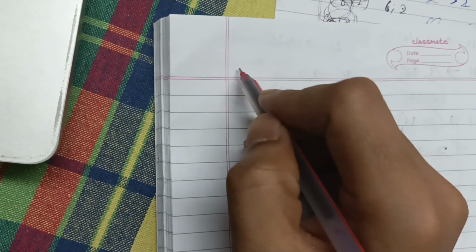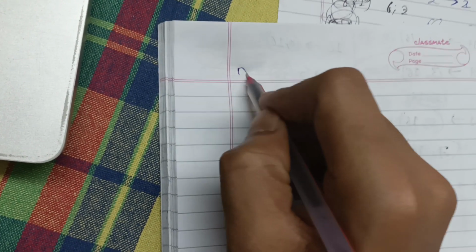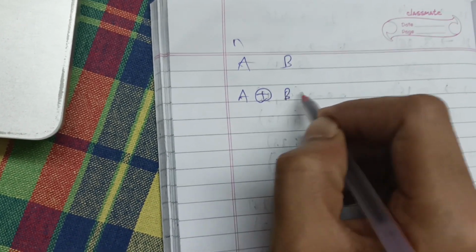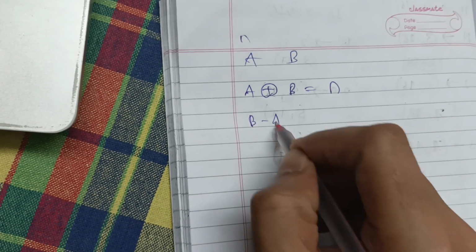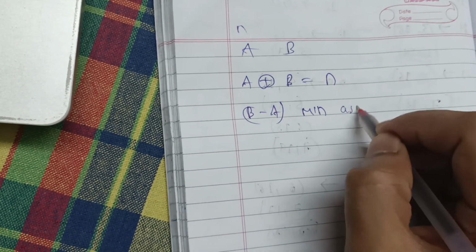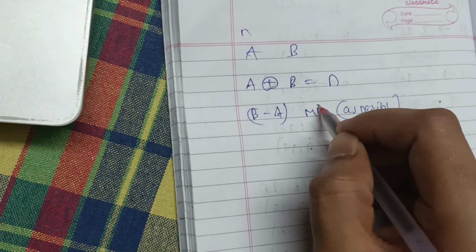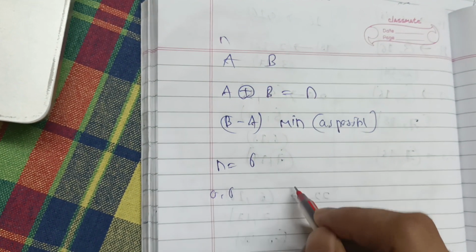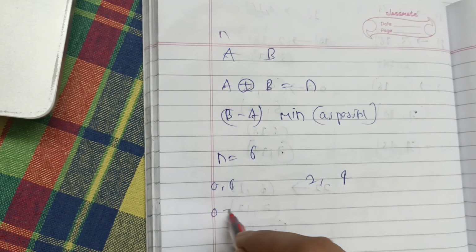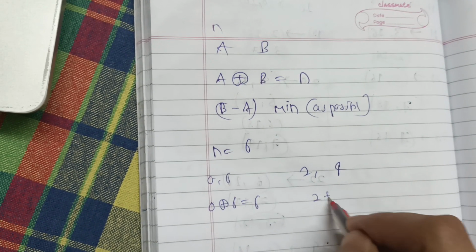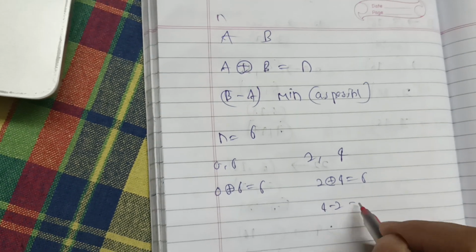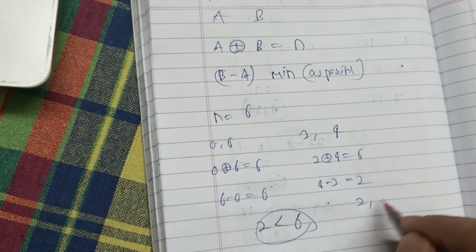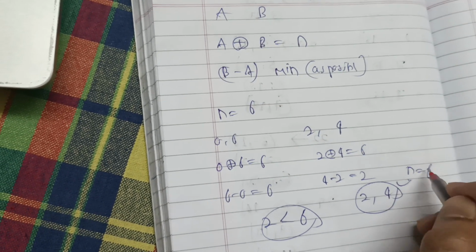So here the question says you are given an integer n and you have to print two integers, so that a OR b equal to n and b minus a should be as minimum as possible. In case of n equal to 6, you have 0 6 and 2 4. 0 OR 6 equal to 6, 2 OR 4 equal to 6, but 4 minus 2 equal to 2, 6 minus 0 equal to 6, 2 is less than 6, so you have to print 2 and 4 in case of n equal to 6.